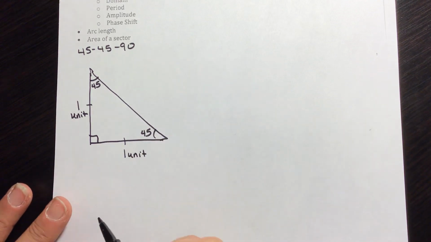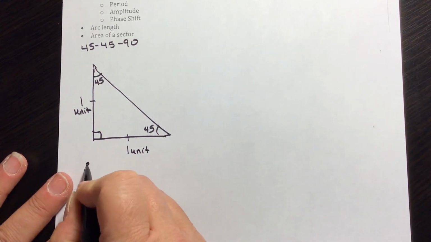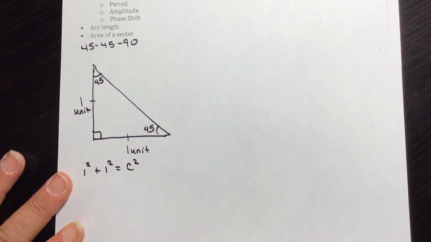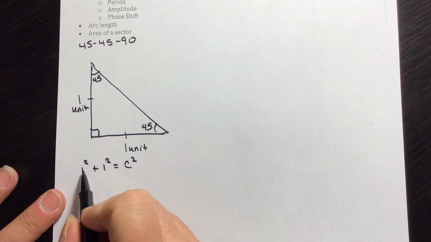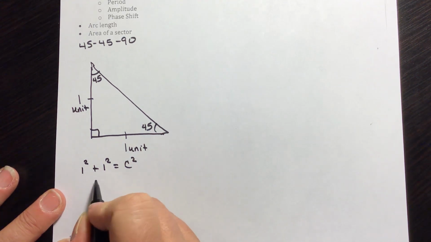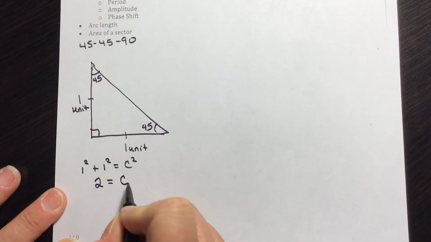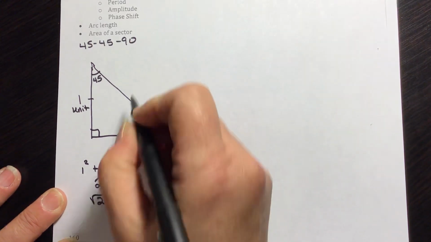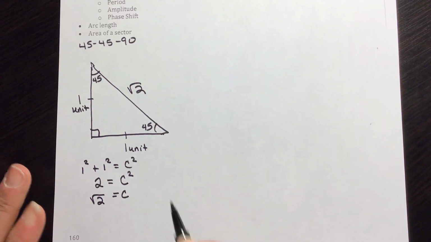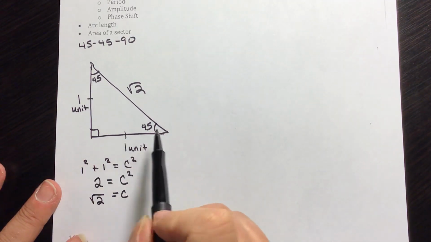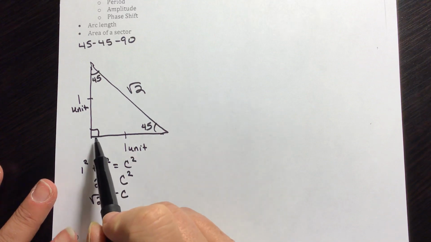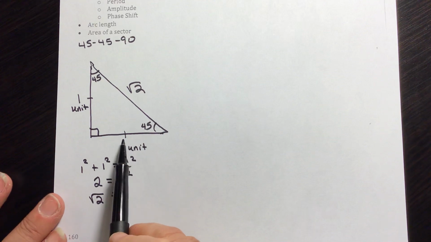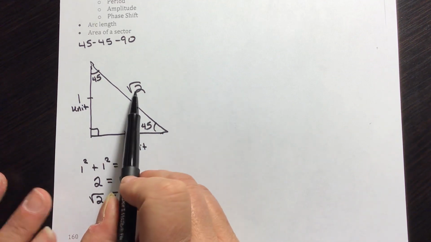We're going to use the Pythagorean theorem: 1 squared plus 1 squared equals c squared, because c is the hypotenuse. So 1 squared plus 1 squared is 2, which equals c squared. So c has to equal the square root of 2. When I have a 45-45-90 degree triangle on the unit circle, the lengths of my sides are 1, 1, square root of 2.